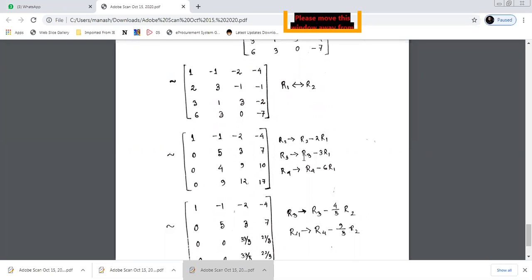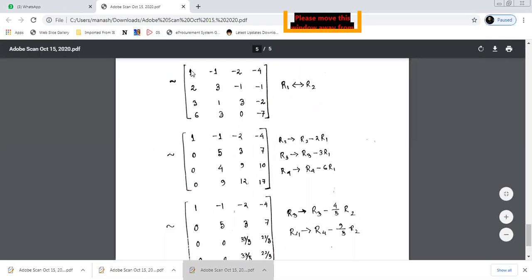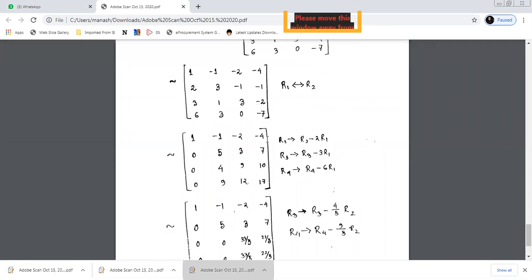So next, row 3 tends to row 3 minus 3 row 1. Why do we multiply by 3? Because we know 3 minus 3 into 1 is equal to 0. So that's why row 3 tends to row 3 minus 3 row 1. Simply 3 minus 3 is 0. 1 plus 3 will be 4. 3 plus 6 will be 9. Again minus 2 plus 12 will be 10.